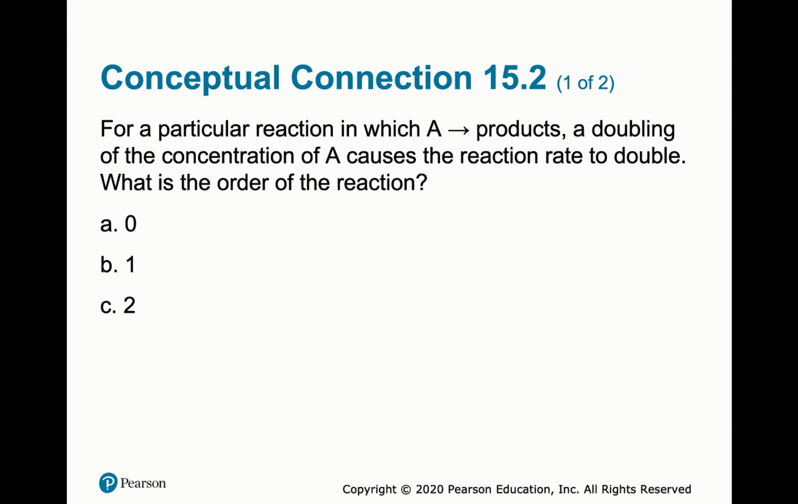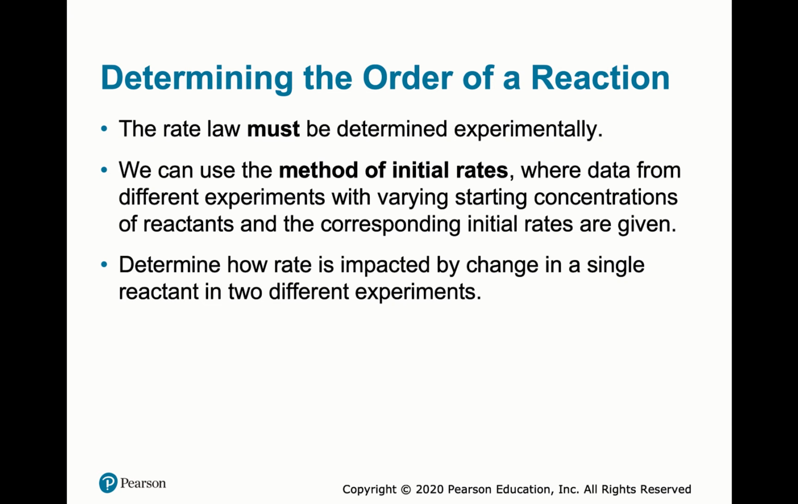So this particular reaction, A goes to products, at doubling concentration of A causes the rate to double. What is the order of the reaction? That's first order. So, to determine the order of a reaction, this is something that you have to find experimentally. Although most things are first order, things are not always first order. So, I mean, what would chemistry class be unless I had an exception to the rule?